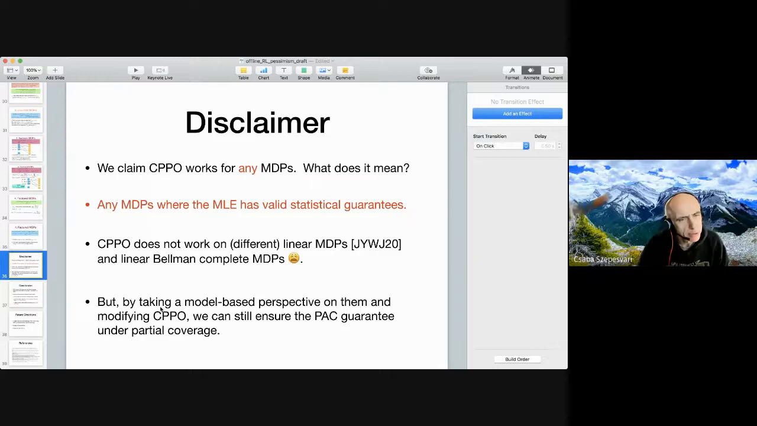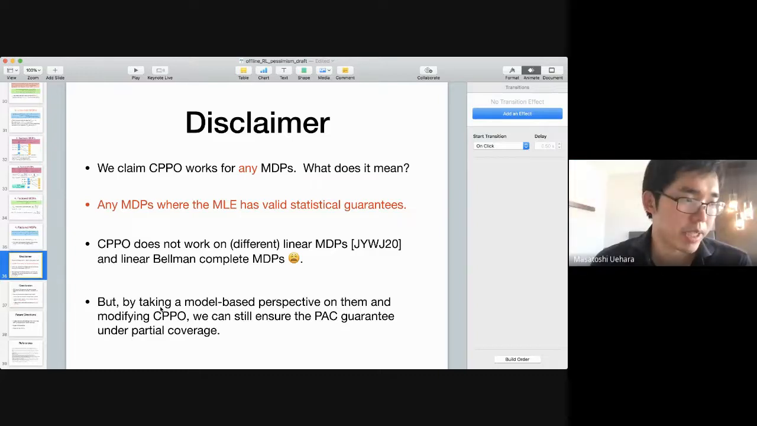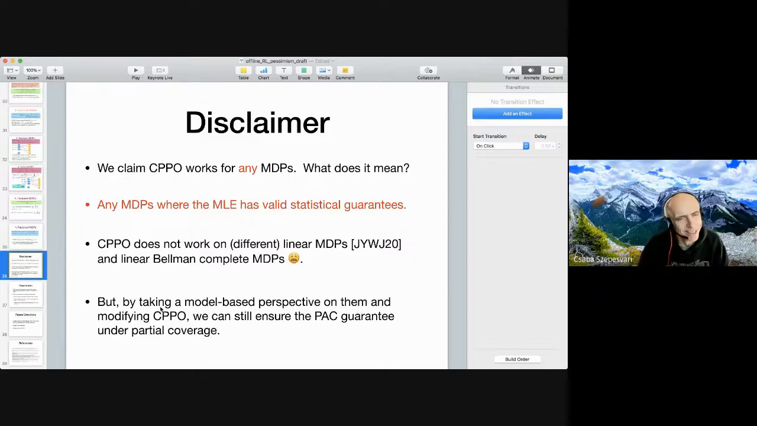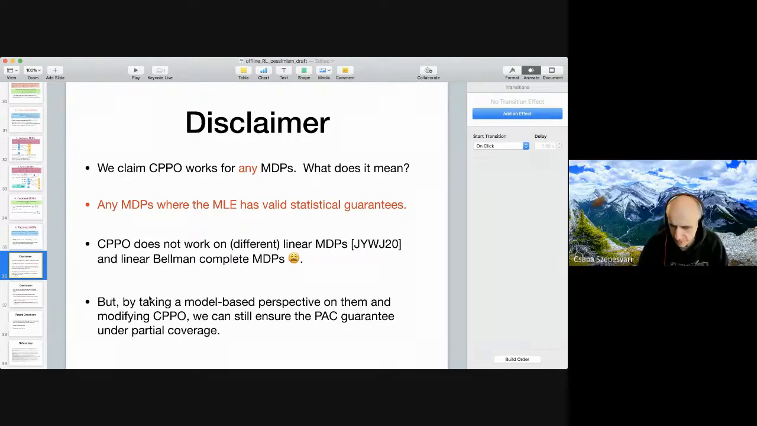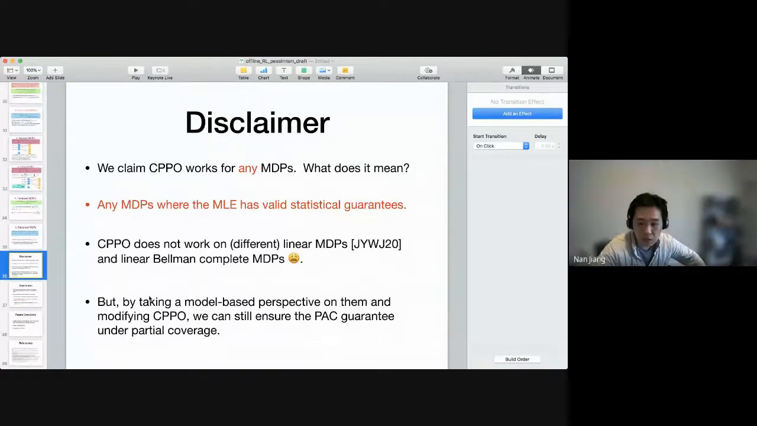Which paper? Tengyang and his co-author's paper, which he will present in two weeks. Like the Bellman consistent perspective. And that paper actually applies to linear MDPs. Yes. Okay, cool.